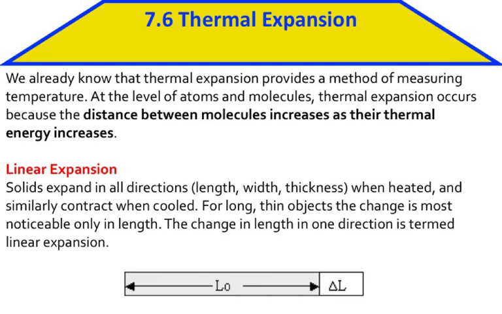This is noticeable in longer, thinner objects. We can't see the width of it increase as much just because it's not as extreme as the length. So the standard way of demonstrating this is we will have L0 here, the original length of the object, and then delta L will be the change in length, so how much it expands or contracts.